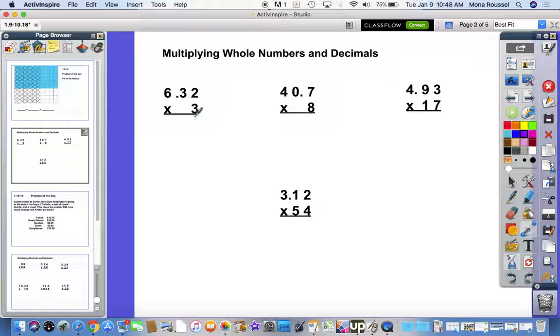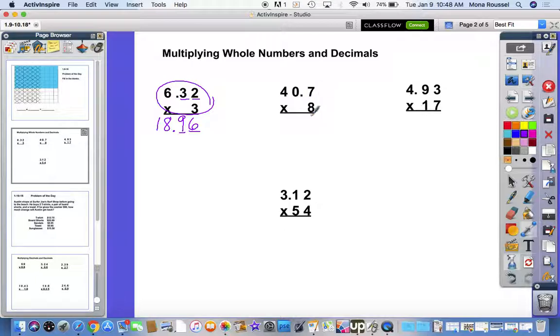So we'll start: 3 times 2 is 6, 3 times 3 is 9, 3 times 6 is 18. Now to figure out where the decimal point would go in the product, we have to count the number of decimal places in both factors. In 6 and 32 hundredths, there are 2 decimal places. In 3, there are no decimal places because there's no decimal point. So we have a total of 2 decimal places in the factors. So we're going to show 2 decimal places in the product and put the decimal point to make 18 and 96 hundredths.